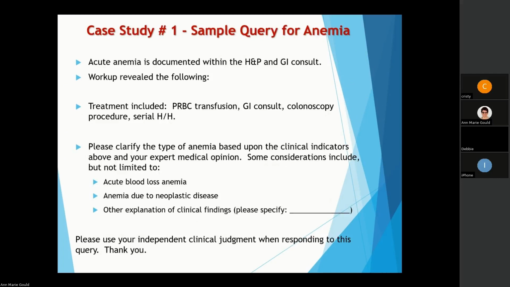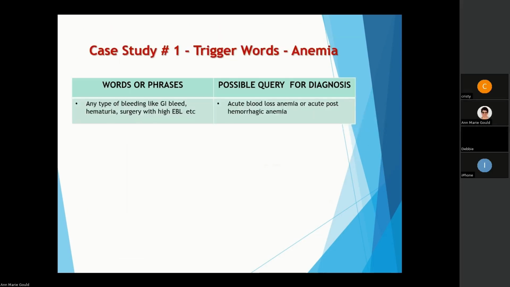Yep, absolutely. And this is just a sample query for the anemia, short and sweet. And some of the trigger words that we look for: when the docs are writing GI bleed, hematuria, or surgery with a high EBL, that could be a possible query for your ABLA or acute post-hemorrhagic anemia. It's the same code, D62.